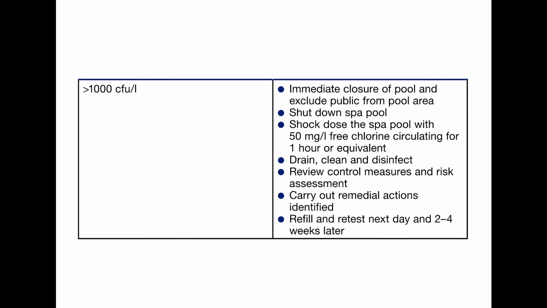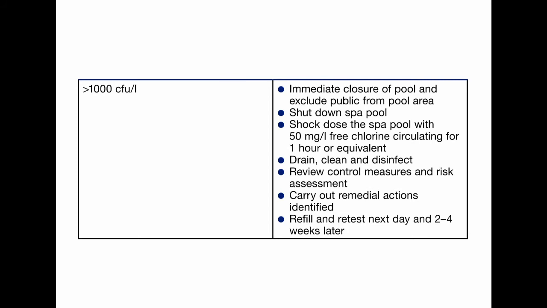What you do now is shock dose that spa pool with 50 milligrams per litre of free chlorine and circulate that round for an hour at least, making sure that it doesn't drop below 50 milligrams per litre. So you might need to keep topping it up. Neutralise the chlorine with sodium thiosulfate and then drain that pool down, clean and disinfect, scrub it.